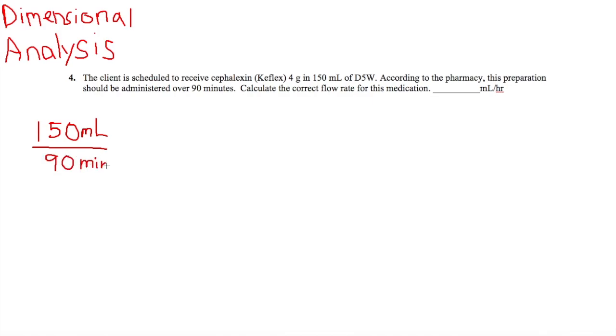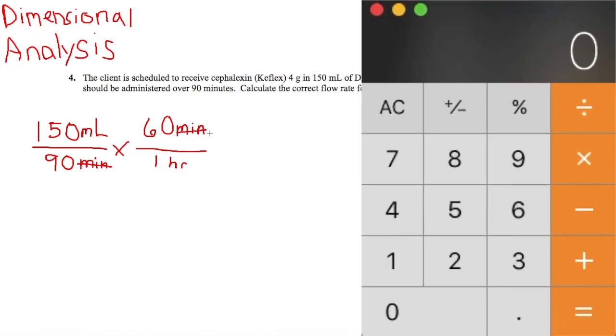To get rid of our minutes, we are going to have to multiply that times 60 minutes, because there are 60 minutes in 1 hour. So our minutes cancel out. And then we can punch that into a calculator, and we get 100 mils per hour.